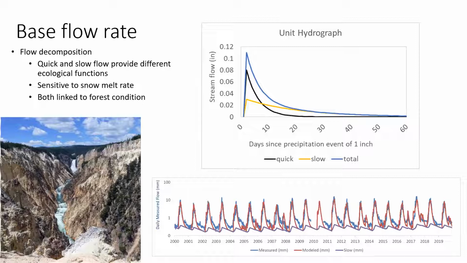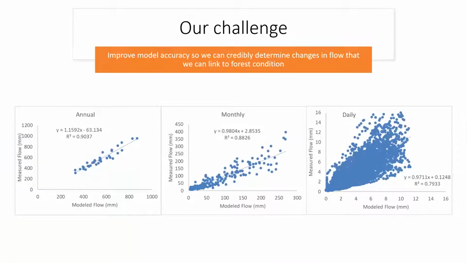So in using this water balance and hydrologic model, we should be able to estimate some decomposition of these flows, which have really important ecological roles. So our challenge is to improve our model accuracy from an annual, monthly to a daily time scale so that we can estimate what these different ecological flows are. And that's really the subject of the rest of this talk, which Teo is going to present because it's the focus of her research.